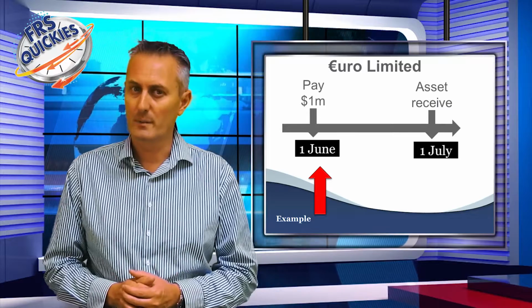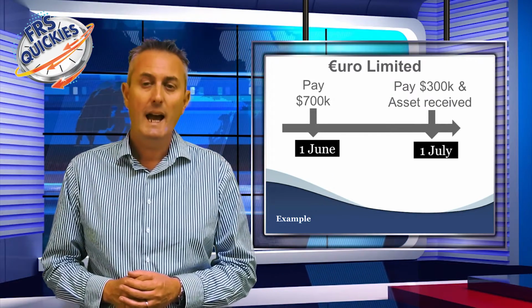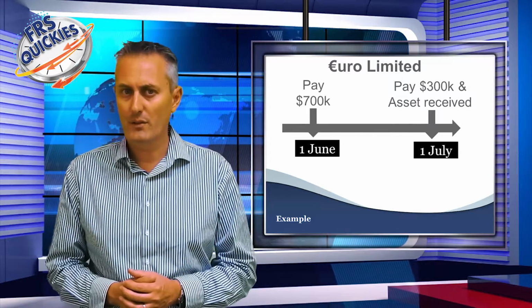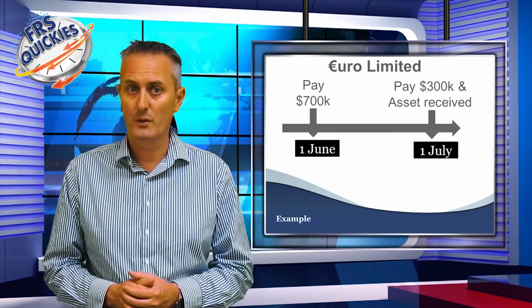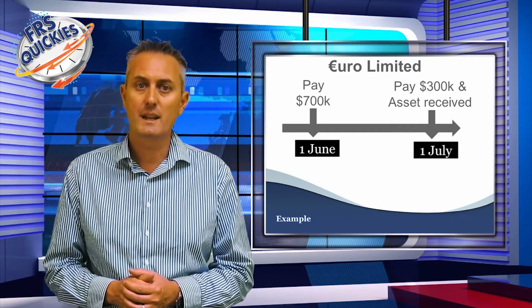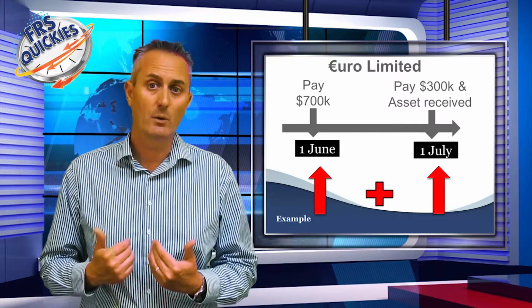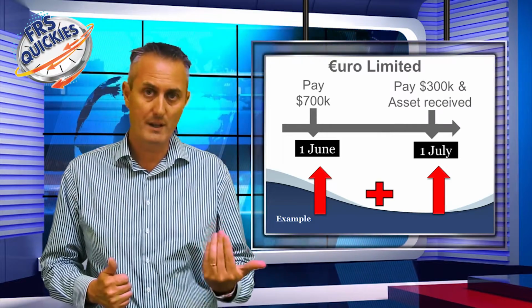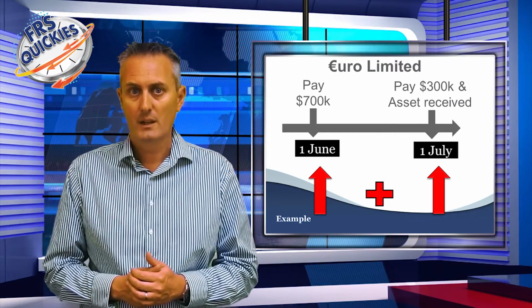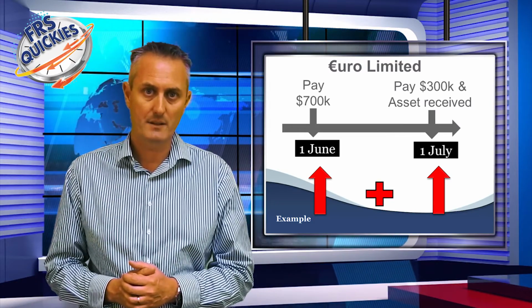But what about multiple payments? For example, what if I'm purchasing the machine for $1 million and I had to pay $700,000 on the 1st of June and the remaining $300,000 when the machine was delivered on the 1st of July? Well, in such cases, the date of the transaction is established for each stage of the transaction. So in my example, I would translate the $700,000 at the rate on the 1st of June and the $300,000 at the rate on the 1st of July. The machine would therefore be recorded at the sum of these two translated balances.